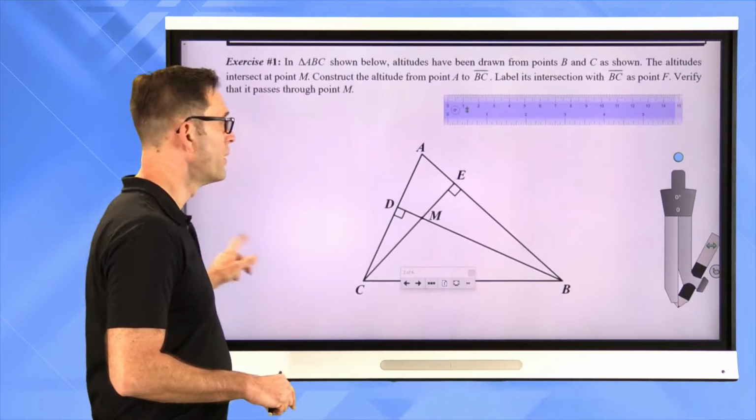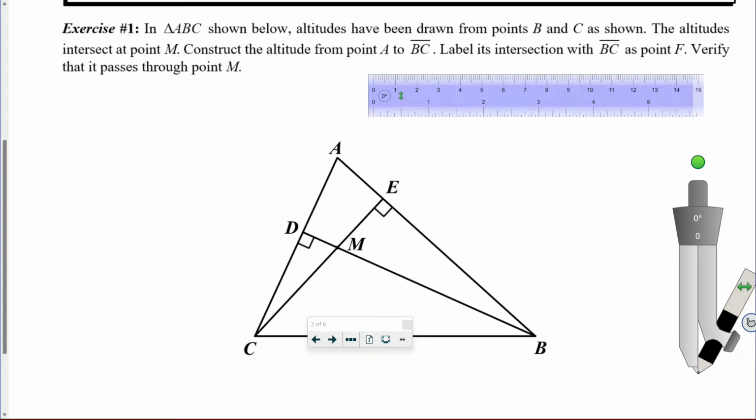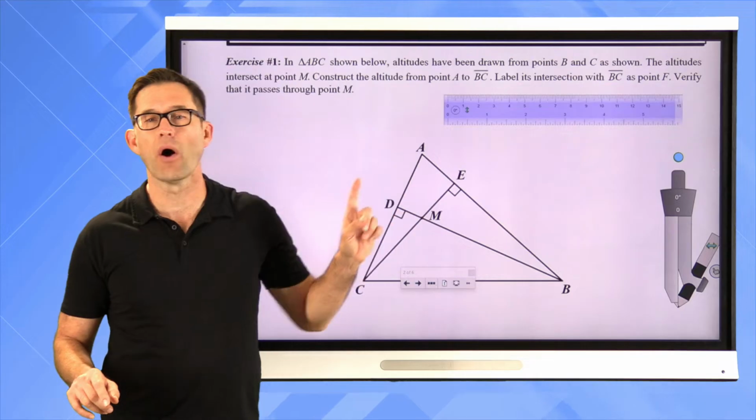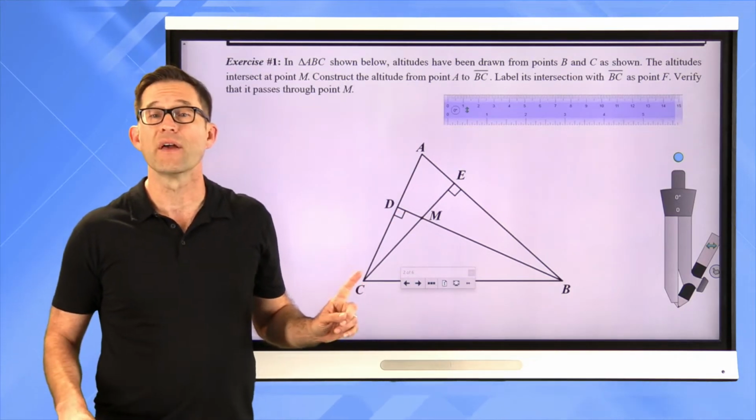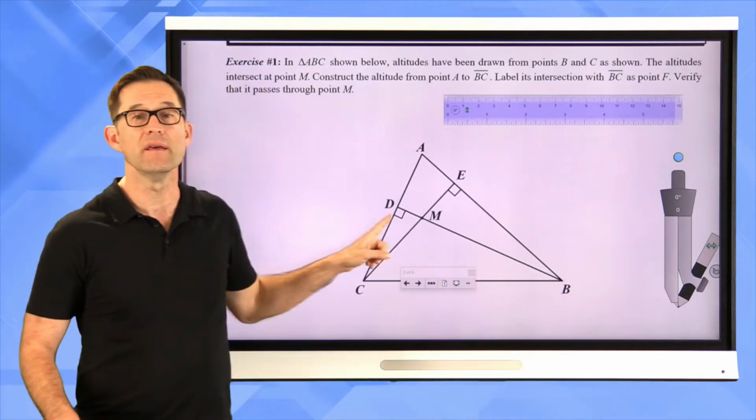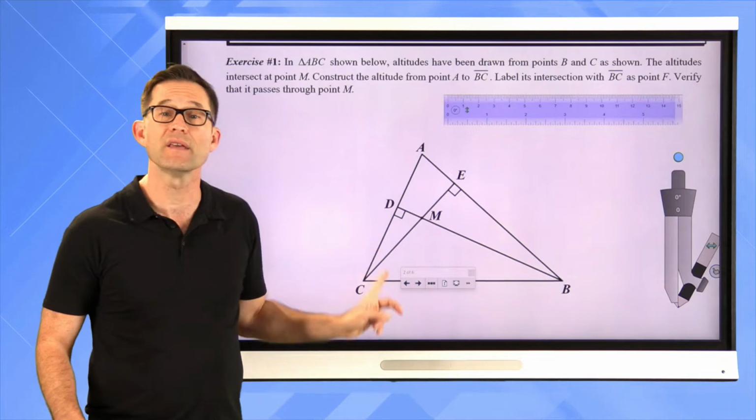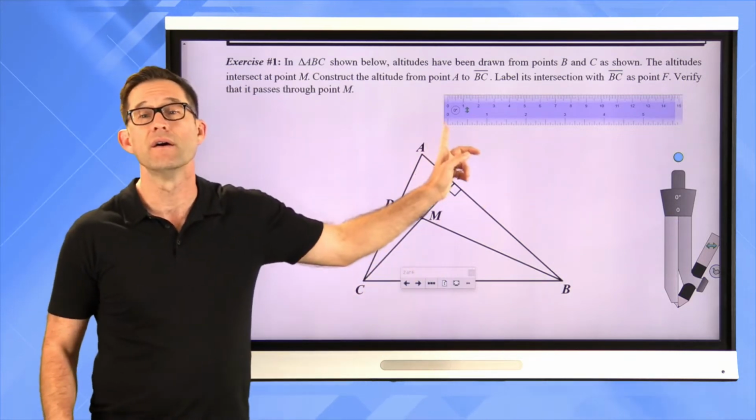Let's take a look at exercise 1, and we'll talk a little more about altitudes. In triangle ABC shown below, altitudes have been drawn from points B and C as shown. The altitudes intersect at point M. Construct the altitude from point A to BC, label its intersection with BC as point F, and verify that it passes through point M. An altitude is always a line or line segment that goes from a vertex like B perpendicular to the other side. So BD is perpendicular to AC, so BD is the altitude drawn from B to side AC. CE is the altitude drawn from C to side AB.